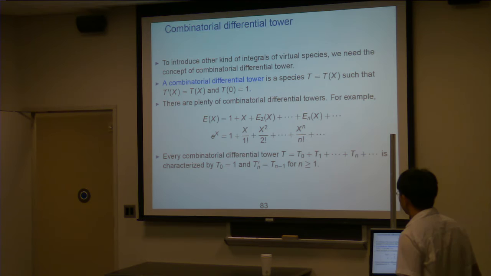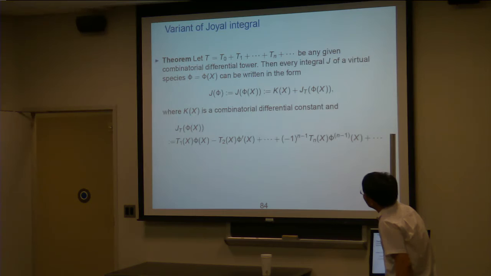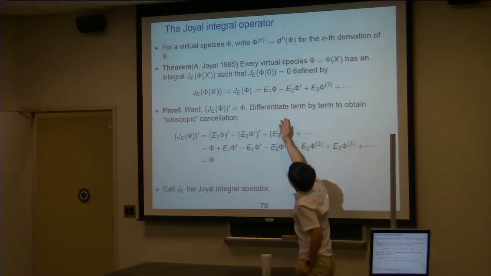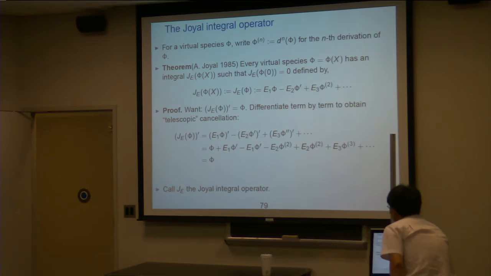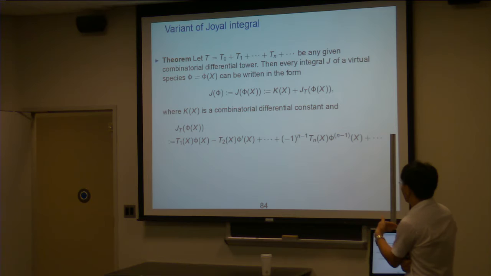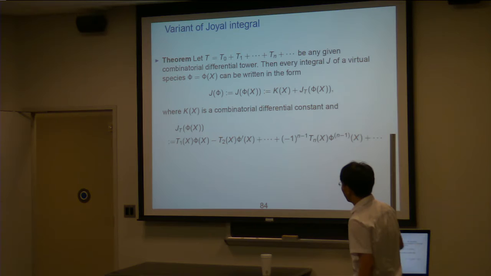So this is the definition of tau, and from tau, we can give the other kind of species. Here, E is a tau, so from the tau E, we can give an integral. If we change the tau, we get other integrals. So any integral can be defined in this form: combinatorial differential constant k plus J_tau of phi. J_tau of phi is defined in this form.